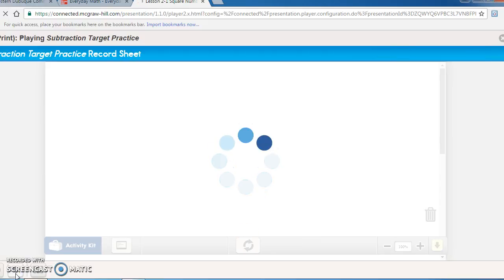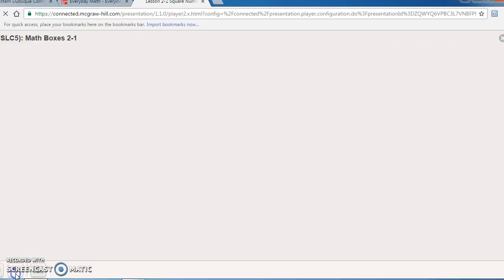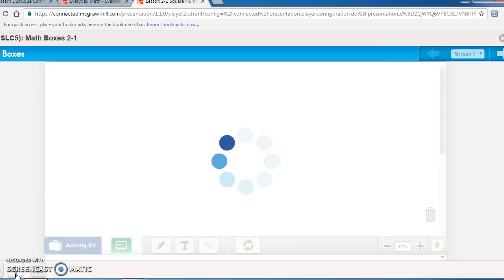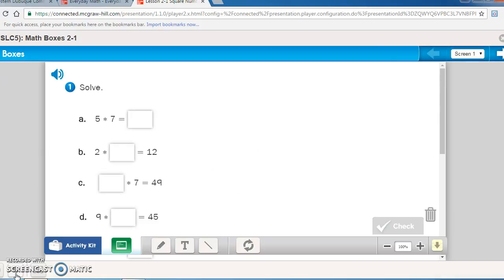This is a game page that we're going to play on Monday, subtraction topic. Let's solve these mentally. 5 times 7 is? 2 times what equals 12? What times 7 equals 49? And 9 times what equals 45? If you don't know these answers to fill it in, you may want to get out your math fact triangles and try to do that.